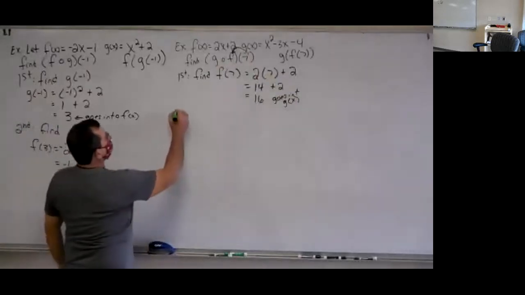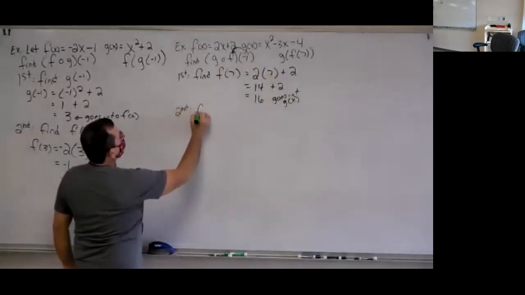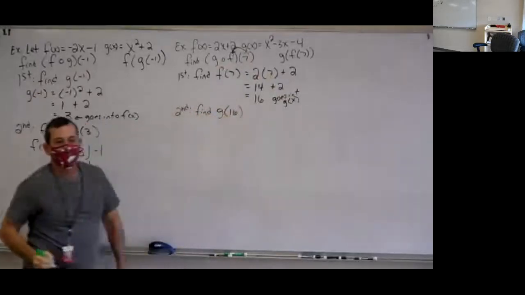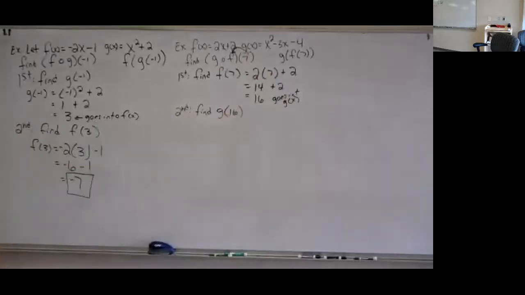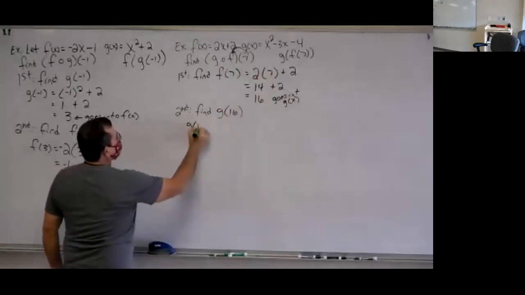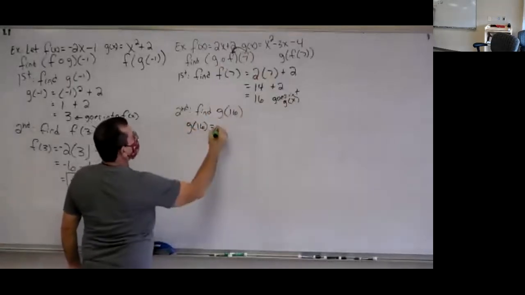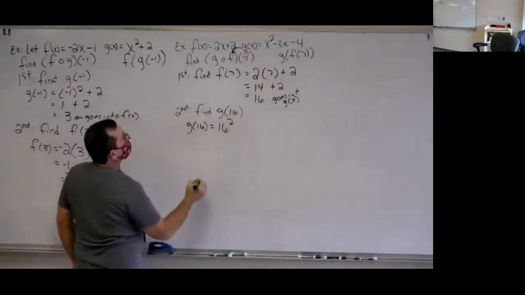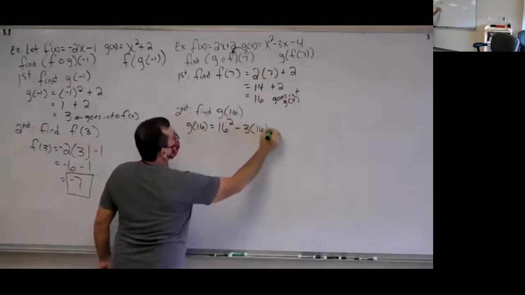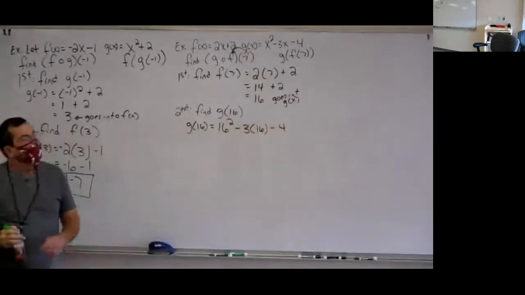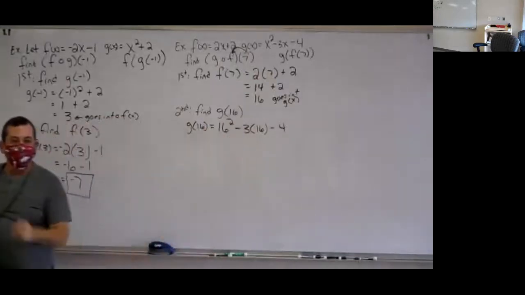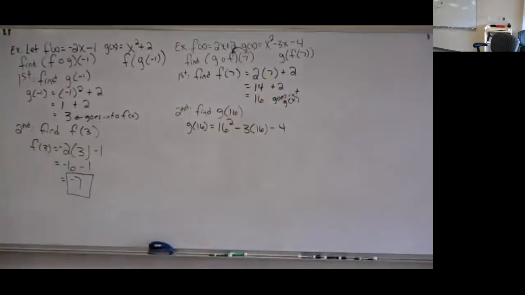All right, so that means I'm going to be finding a g of 16. That's going to be fun because g got some squares in it, don't it? All right, here we go. G of 16 is going to equal x squared, which is 16 squared, minus 3x, which is 3 times 16, minus 4. So you got an x squared minus 3x. Both of them x's have to be replaced with the 16.